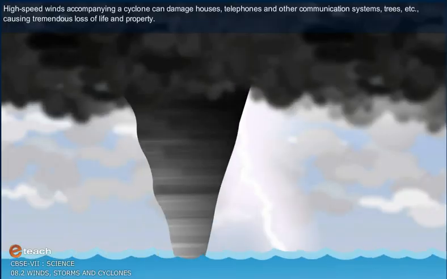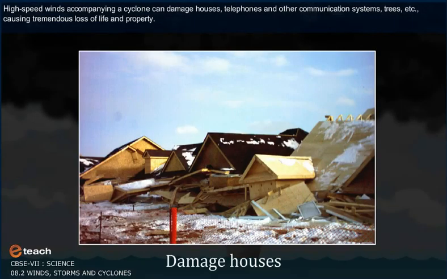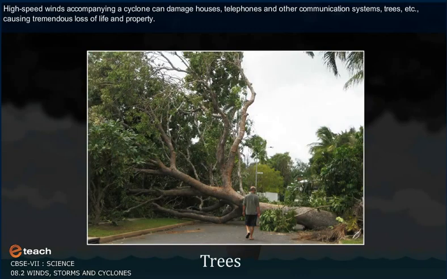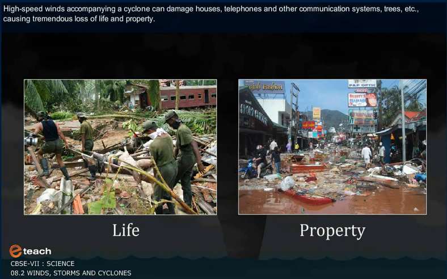High-speed winds accompanying a cyclone can damage houses, telephones, and other communication systems, trees, etc., causing tremendous loss of life and property.